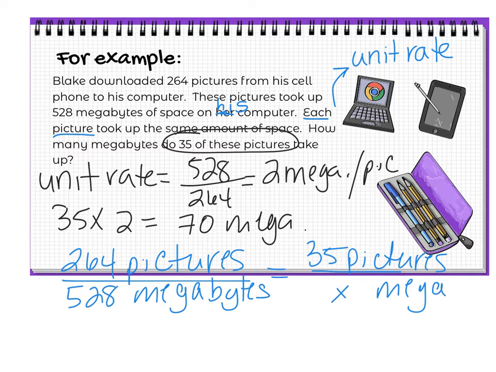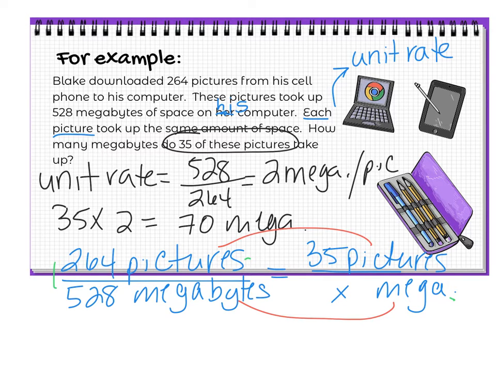So remember we talked about this when we did similar figures. Your labels have to match either this way, pictures to pictures, megabytes to megabytes. Or the other way you can make them match is this way. You just remember you can't have pictures here and pictures here. Okay, all right, so why do I want to do this? Well, because now, see how I have these nice red lines already drawn? I can find the scale factor.